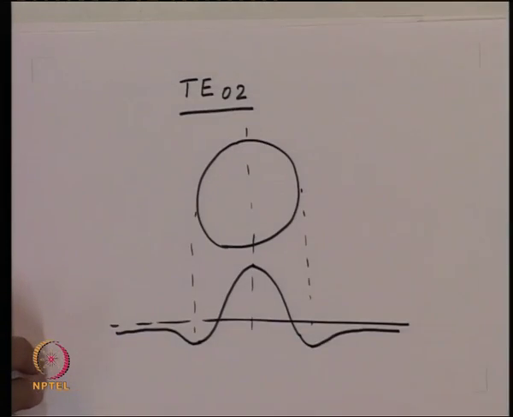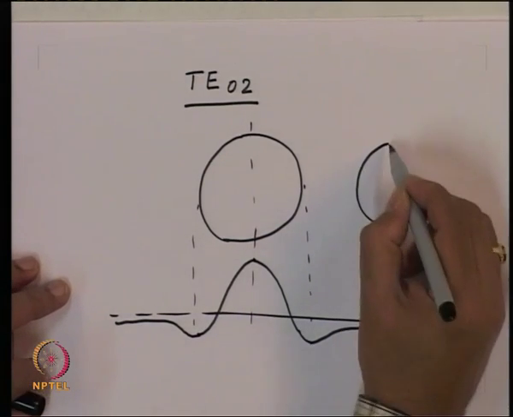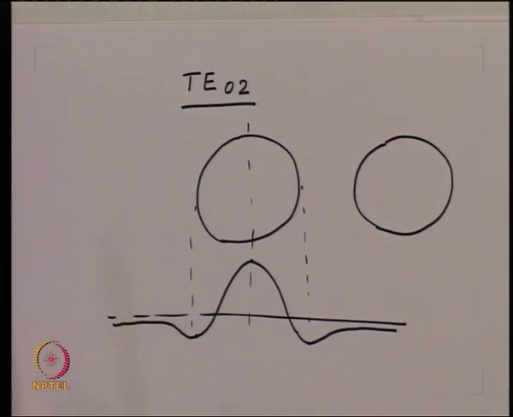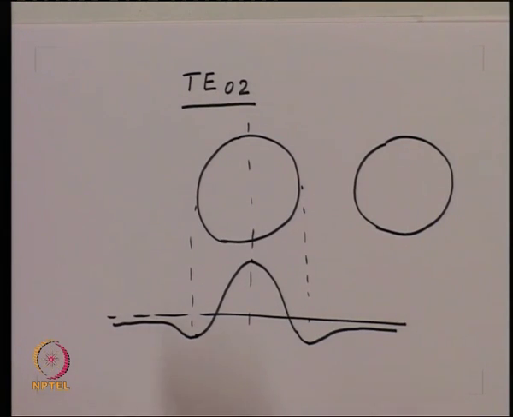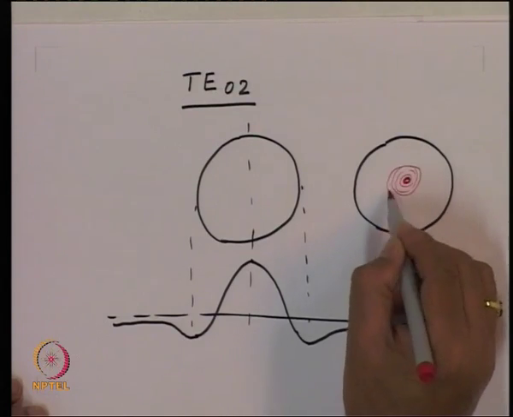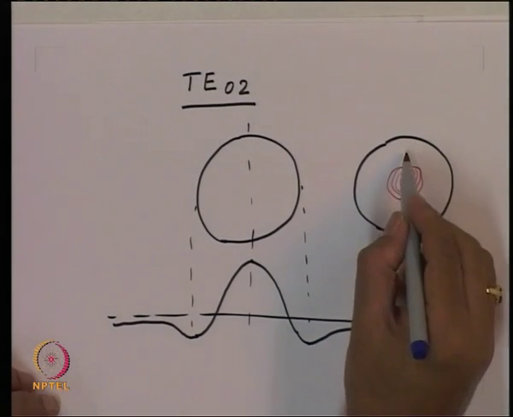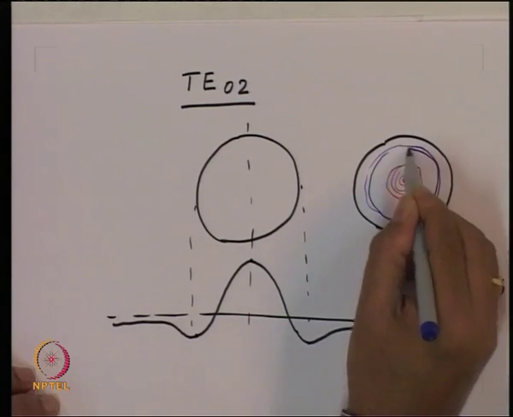Whereas, if I take the distribution in this case, then it has a very bright spot at the center, which corresponds to this. Then the field reduces, it becomes 0 at this point, and here the field becomes negative. That means the field direction reverses. So you will get a very bright spot here. It will reduce slowly here, go to 0, and then it will become a negative field here, heading like this.